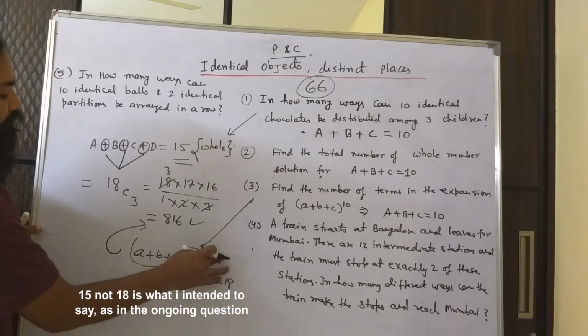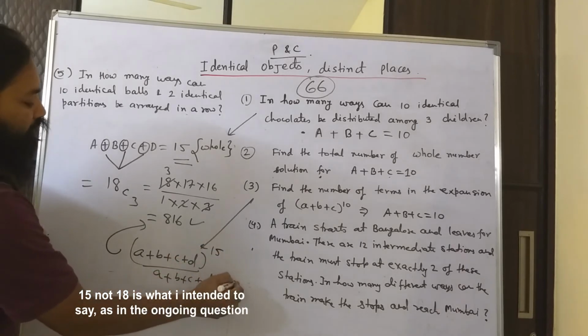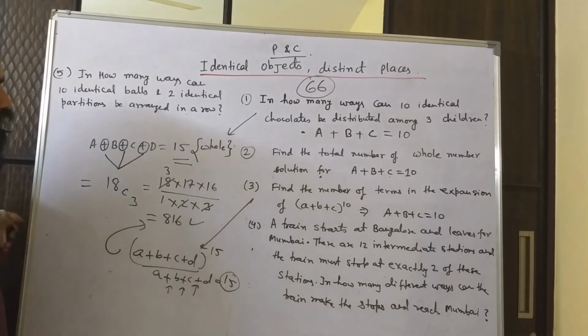Answer will be again just like this: a plus b plus c plus d equal to 15 whole number solutions. Not 18, it is 15, right? Not 18. So I must say power 15, and here also I must say 15. So 15 chocolates, 3 partitions. So it's like 15 plus 3, 18C3.